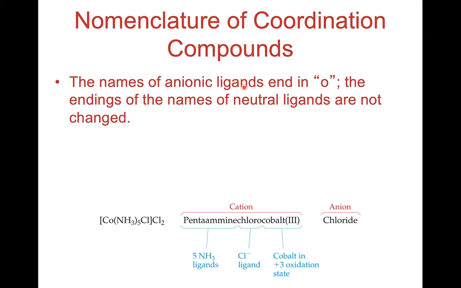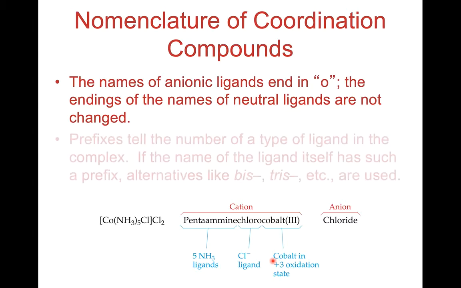The names of anionic ligands end in O. The endings of neutral ligands are not changed. And so pentaamine, amine stays as amine when it's attached to the metal. Chloride becomes chloro.